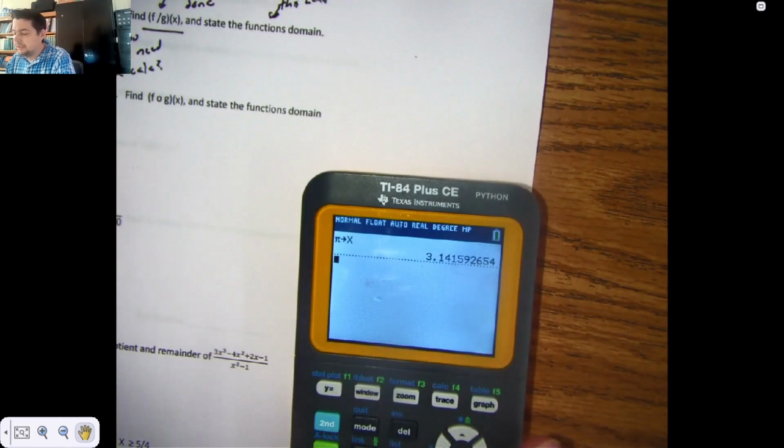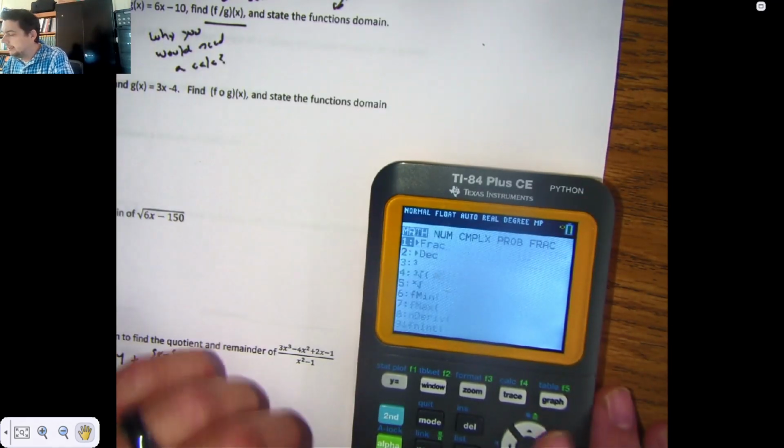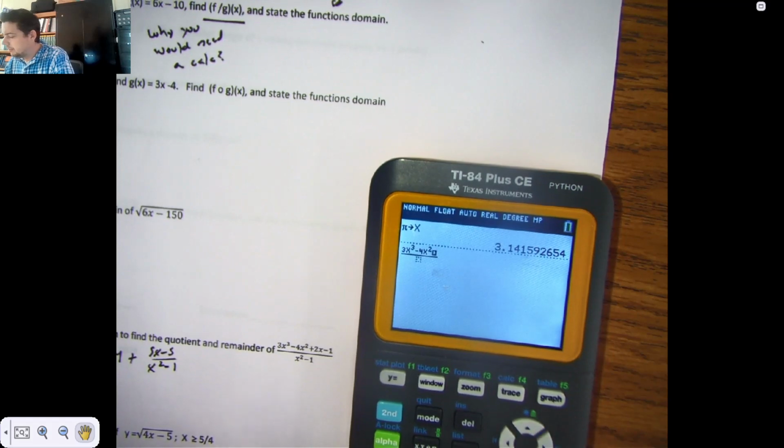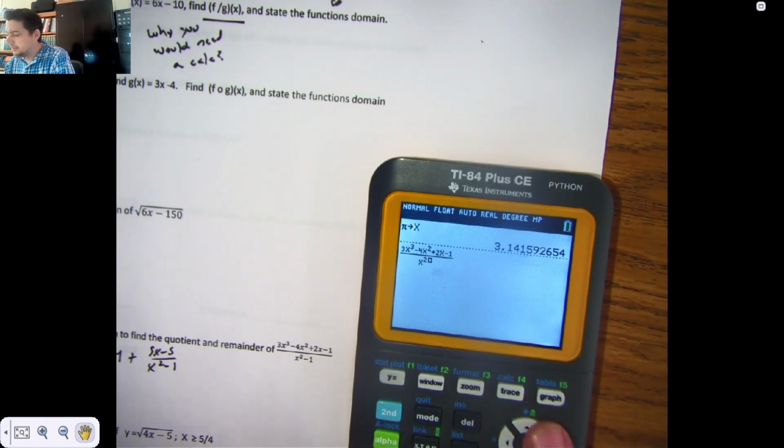And I'm going to type in the original equation. So Math, number, numerator over denominator, 3x to the third minus 4x to the second plus 2x minus 1. And it's sitting pretty over x squared minus 1. And I get this funky decimal. It's like 6.63.